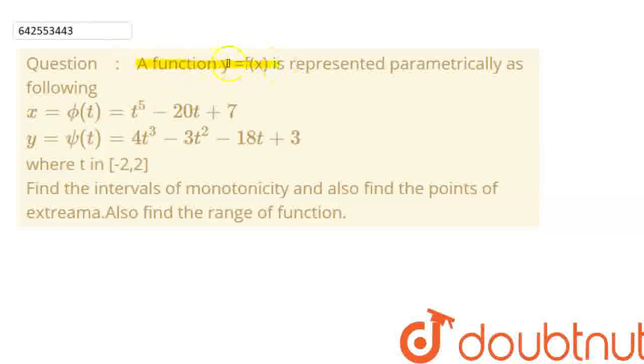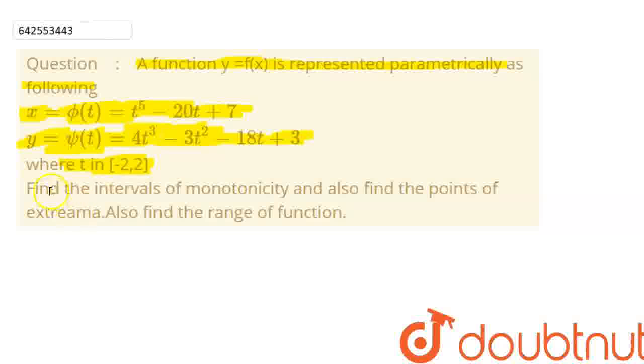So the function is given to us as f of x, and that f of x is represented parametrically as given below. So here we are given x equals phi of t, and that is given by t to the power 5 minus 20t plus 7. And here we are given y equals psi of t, and that is given by 4t cube minus 3t square minus 18t plus 3. And here t belongs to the closed interval from minus 2 to plus 2.